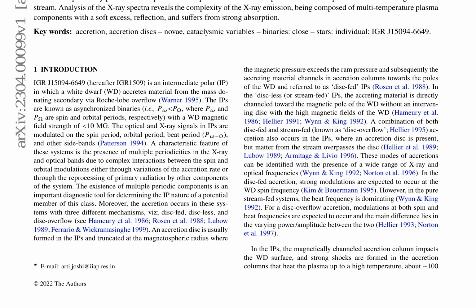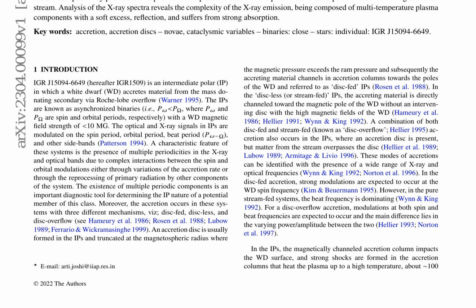Analysis of the X-ray spectrum reveals the complexity of the X-ray emission, being composed of multi-temperature plasma components with a soft excess, reflection, and suffering from strong absorption. The authors discuss the accretion mechanisms in intermediate polars, including disk-fed, diskless, and discless flow accretion.